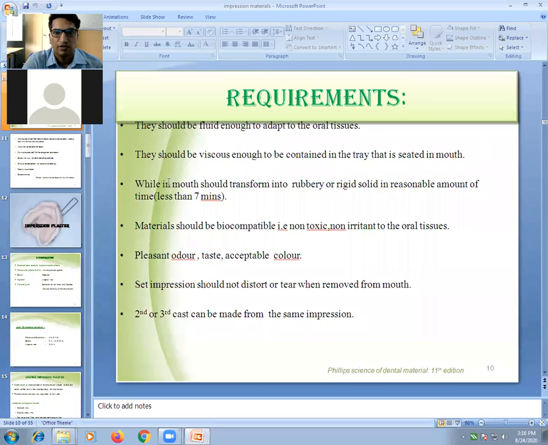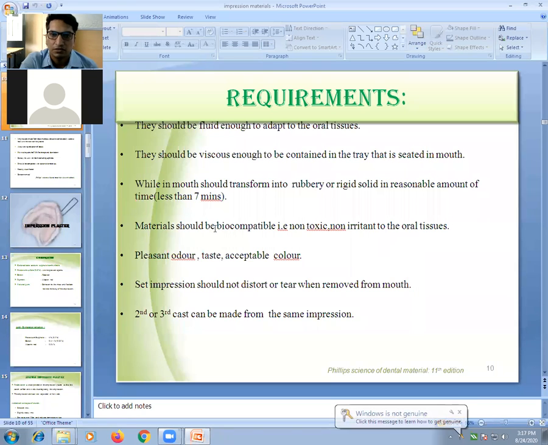Okay. While in the mouth, it should transform to a rubbery or rigid solid in a reasonable amount of time. In the mouth, the impression material should set within 7 minutes. It's not like you place the tray in a patient's mouth and keep it for 15 minutes, it's not possible. So it should set within 7 minutes. Okay, the material should be biocompatible, that is not toxic, not irritant to the oral tissues.